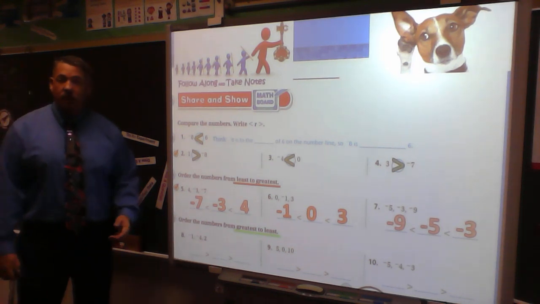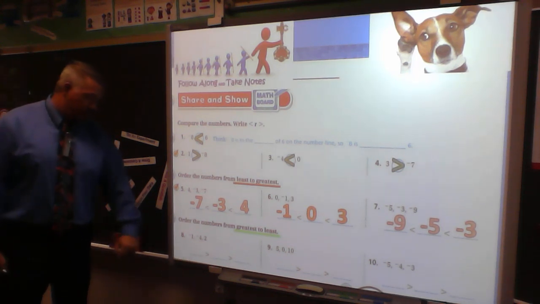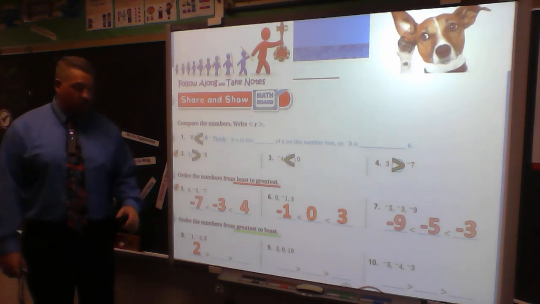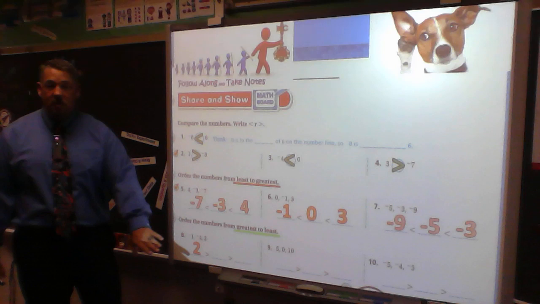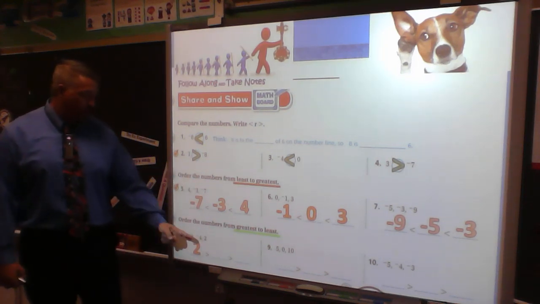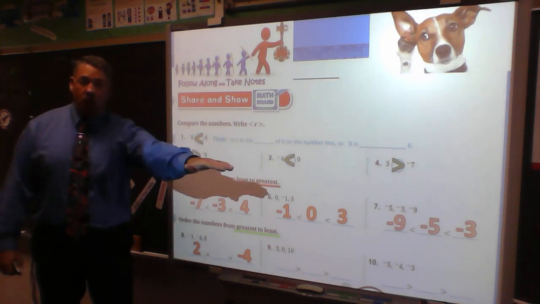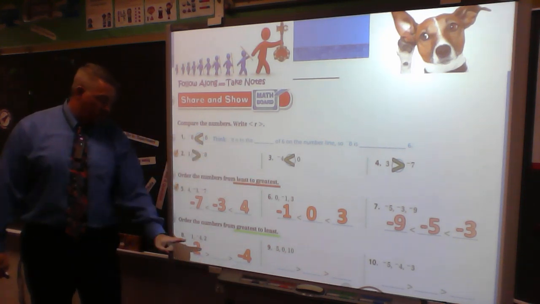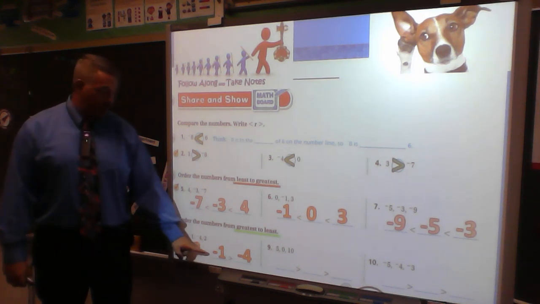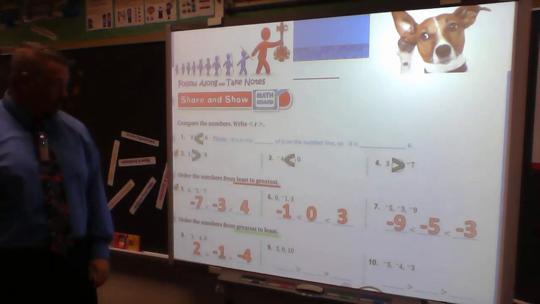Well, I have one positive compared to 2 negatives, so I know I have to start with positive 2. With my 2 negatives, to go over here as my smallest, I ask which one is furthest away from 0? Well, negative 4 is 4 steps away from 0 compared to the negative 1, which is only 1 step away from the 0. So I know they go in the order of 2, negative 1, negative 4.